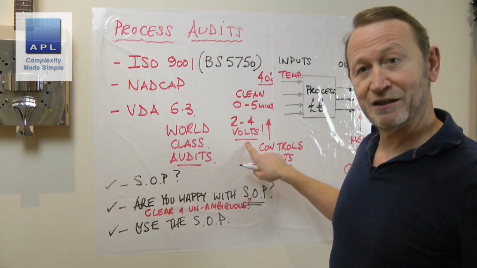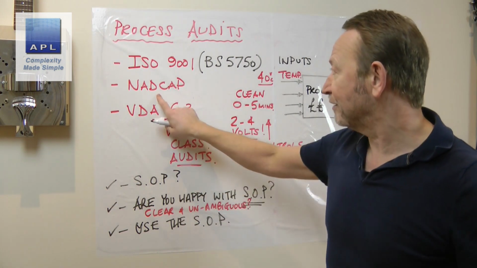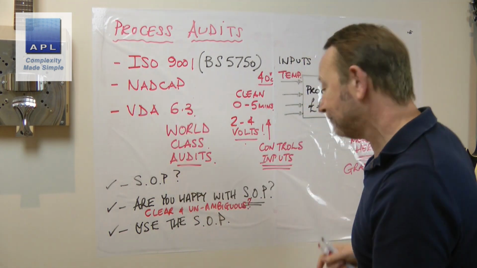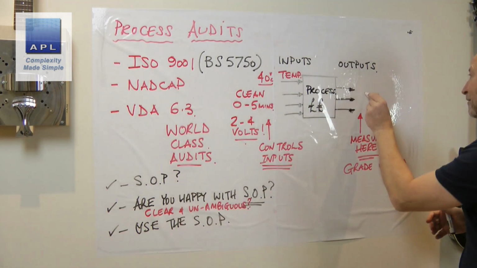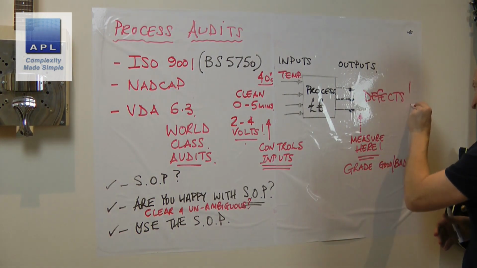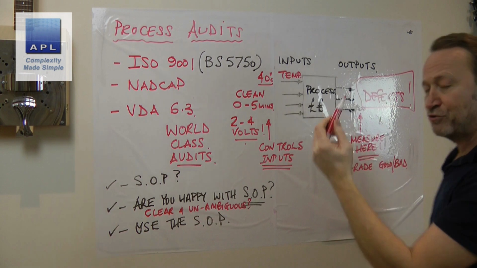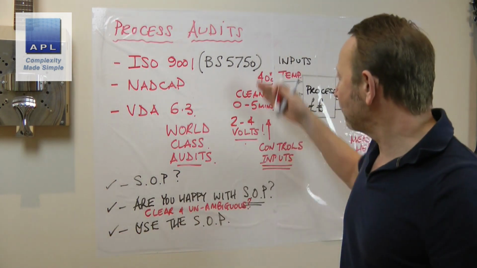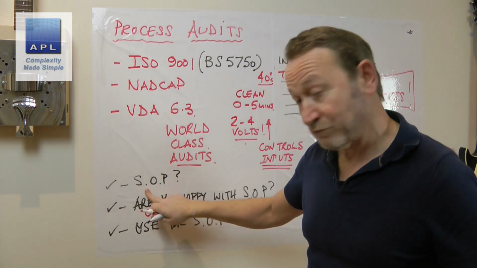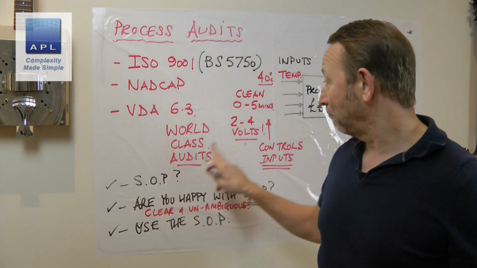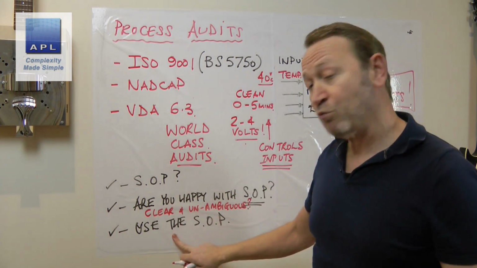So this is ridiculous. But by the way, this company had NADCAP certification and they passed it. But they were happily producing defects and sending them to my bloody client. So we went in, looked at this. So I went, audit, standard operating procedure. Am I happy with it? Definitely not. Was I using it?